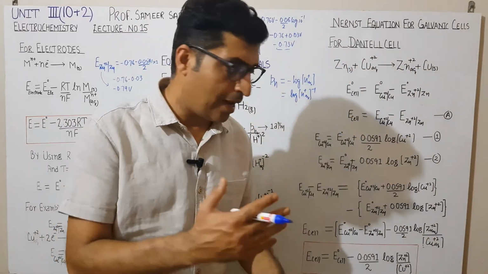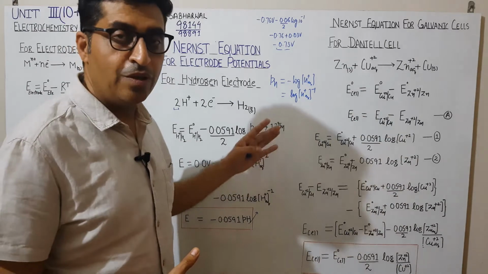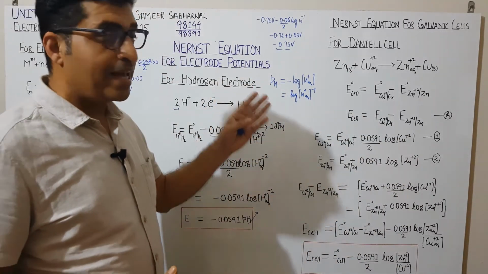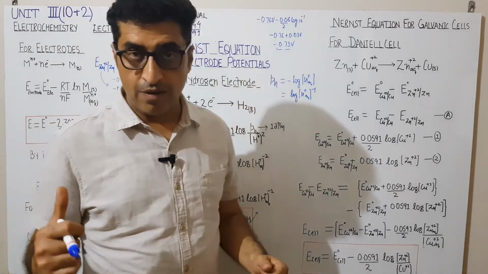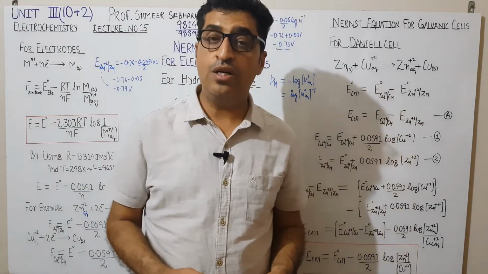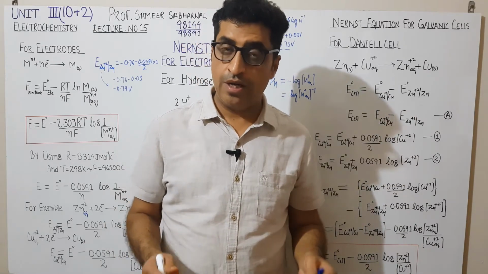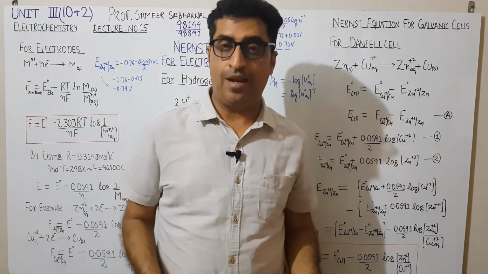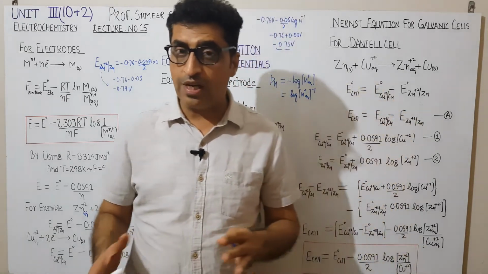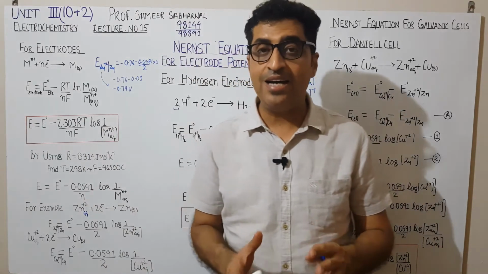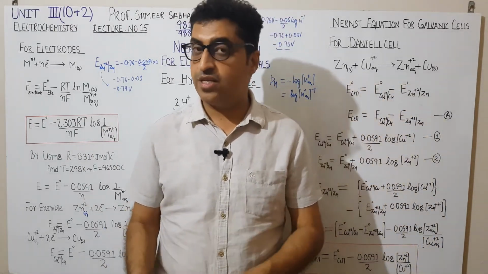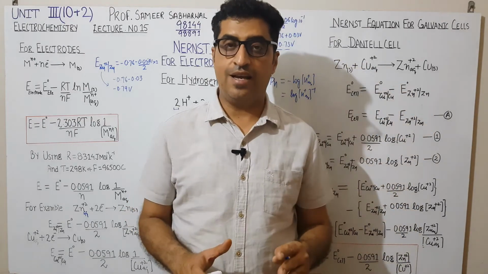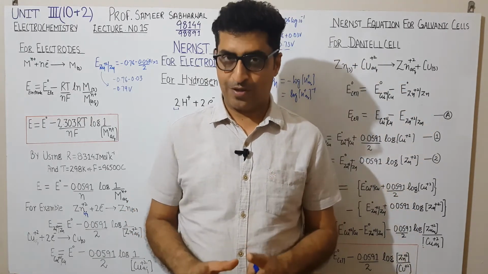सो इसको एप्लीकेशन के ऊपर किसी तरह भी हम यूज कर सकते हैं. Then comes the Nernst equation for galvanic cells. Here we have learned to apply Nernst equation to electrodes. Now I want to apply Nernst equation to cell. So before moving to cells, we must know cell has two parts. One oxidation half, second reduction half. So basically in a cell we have two electrodes.